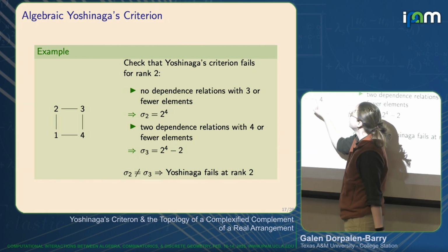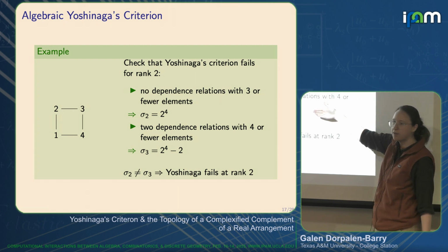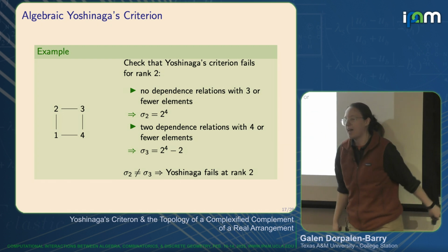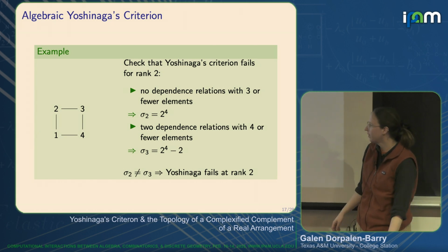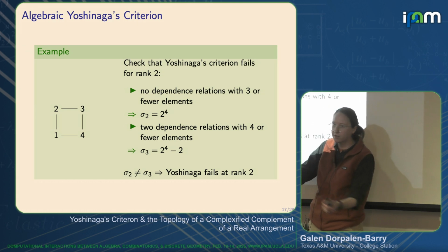So you know already that there's going to be a dependence relation when you start looking at this cycle. There's a cycle here, there's no 3 cycles, so you will have no dependence relations, and you get dependence relations for the first time at sigma 3. Okay, and so it already tells you that these things are not equal, so Yoshinaga fails at rank 2.